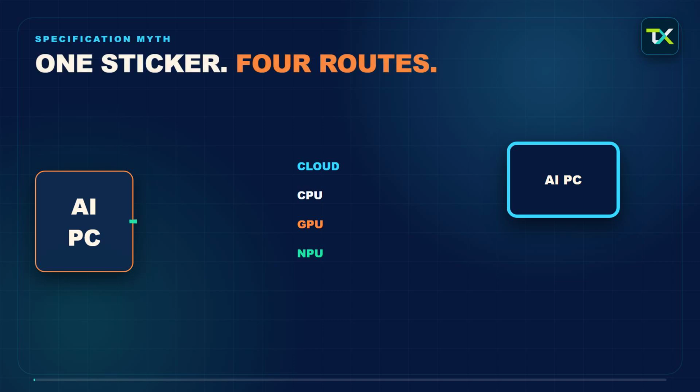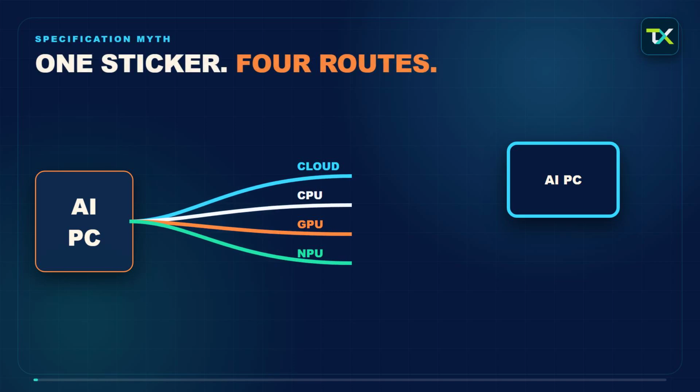That artificial intelligence sticker can tell you what a laptop supports. Right. It cannot tell you whether the laptop will feel faster for your work. Behind one sticker, the task could run in the cloud, on the CPU, on the GPU, or on the NPU. The useful question is not whether the sticker exists, but whether your software can use the hardware behind it.